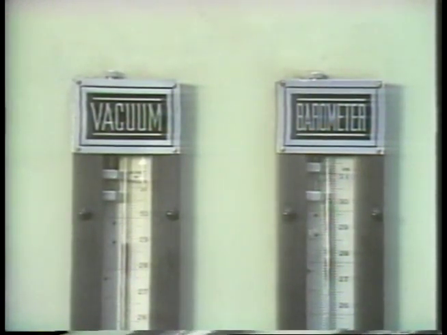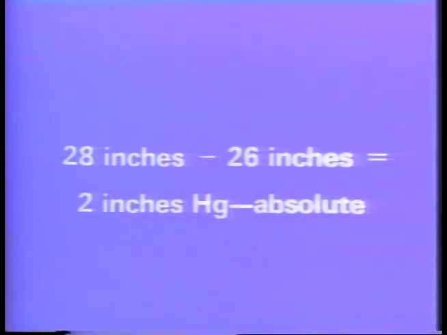Then, to get the back pressure, subtract the inches mercury vacuum reading from the barometer reading. For example, if the barometer reads 28 inches and the mercury vacuum reading is 26 inches, the back pressure is 28 inches minus 26 inches. This results in a back pressure of 2 inches mercury absolute.